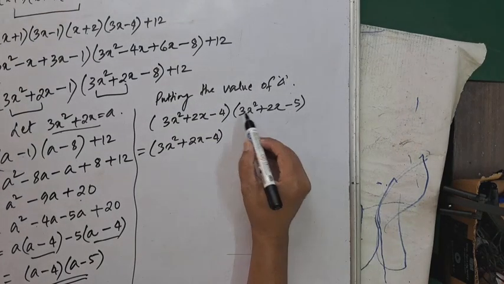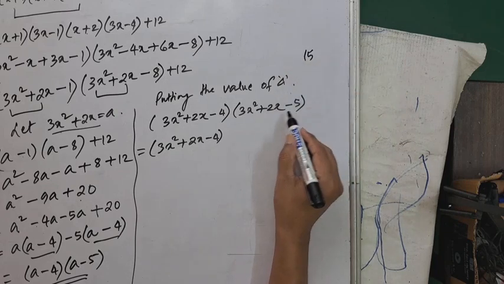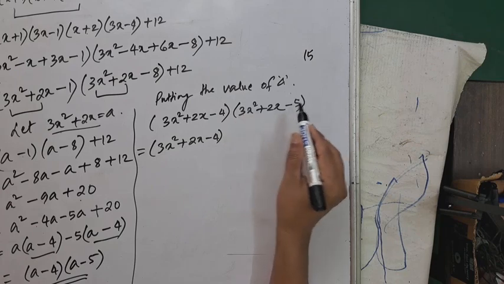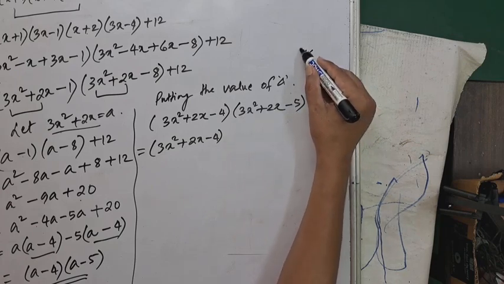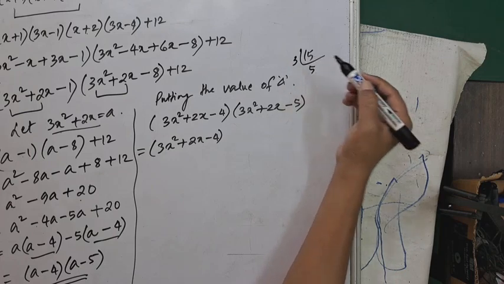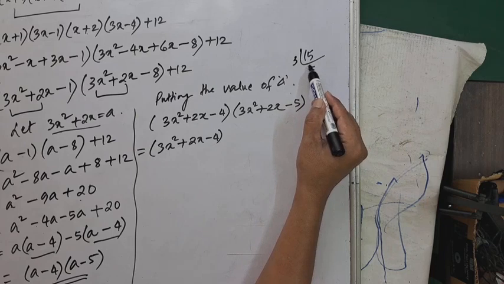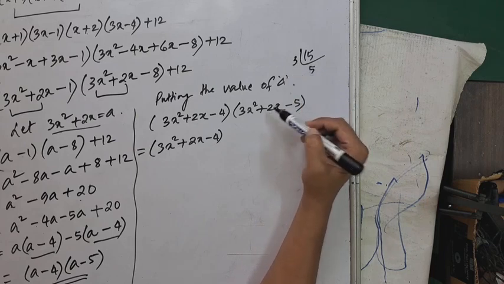Okay, so 5 threes are 15, isn't it? 5 into 3, the coefficient of x square is 3. 5 into 3 is 15. So we find the factors. 3 fives are 15. Now when we subtract 3 from 5, 5 minus 3 will give us this 2, isn't it?